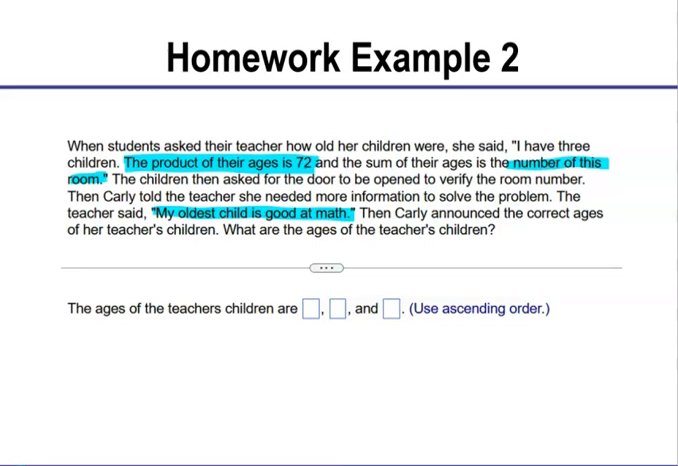So let's start with the easier thing to understand. We know that X times Y times Z, let's just say that's the 3 ages of her children, is equal to 72.